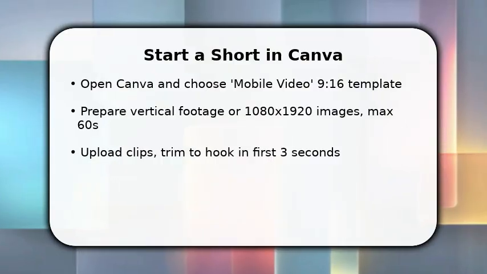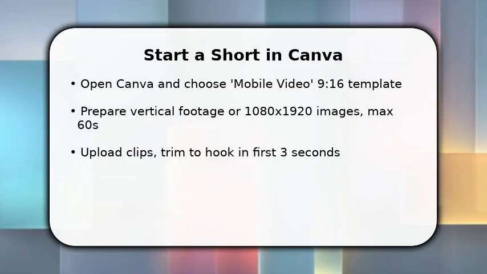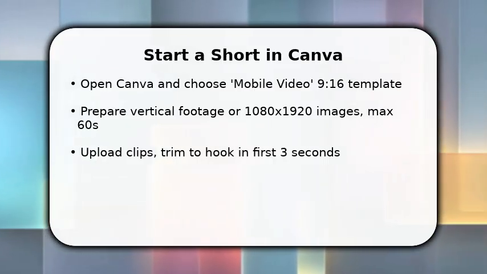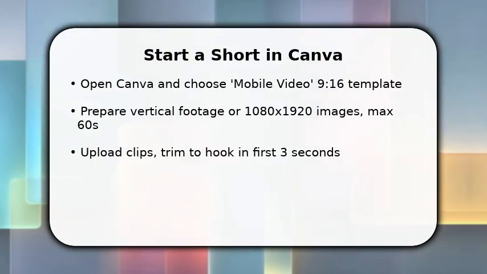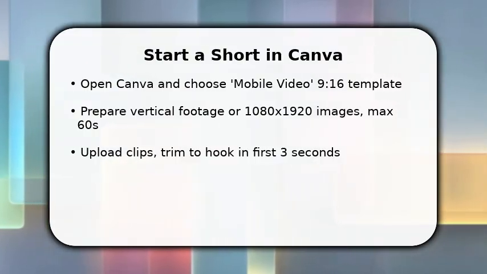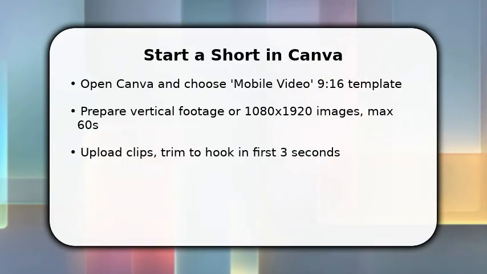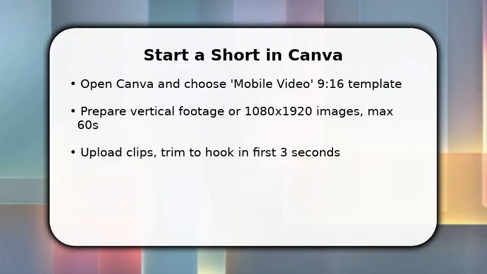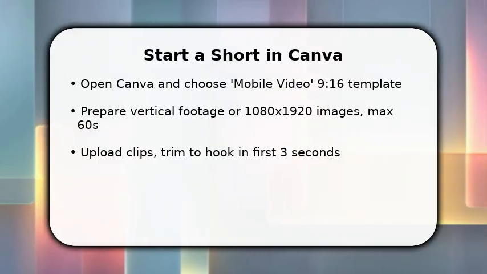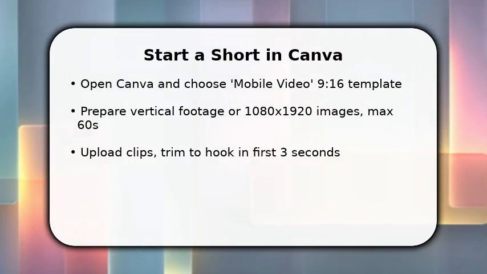You start by creating a 9:16 mobile project in Canva because YouTube Shorts require vertical video. This preserves framing and avoids black bars. Once done, upload your footage or photos and place the strongest clip at the start to hook viewers in the first 3 seconds. Make sure to trim rough footage immediately and discard unusable takes.